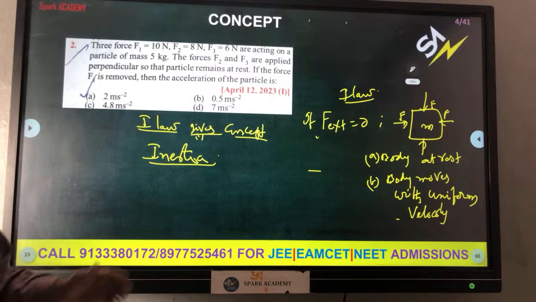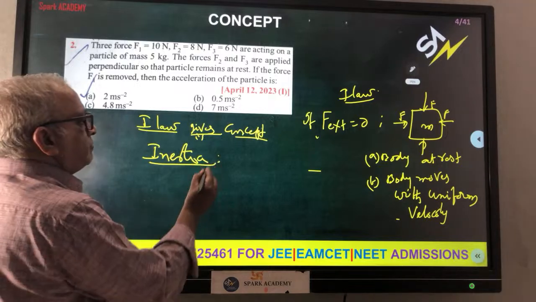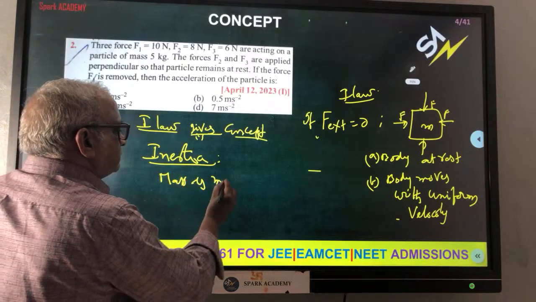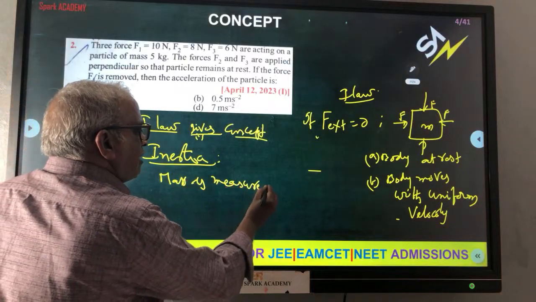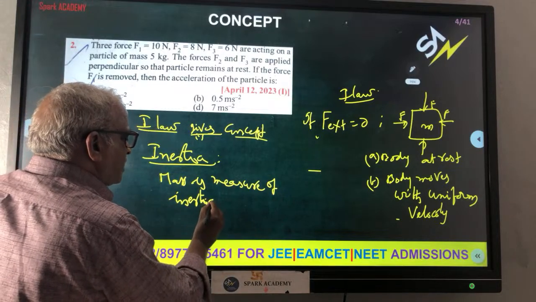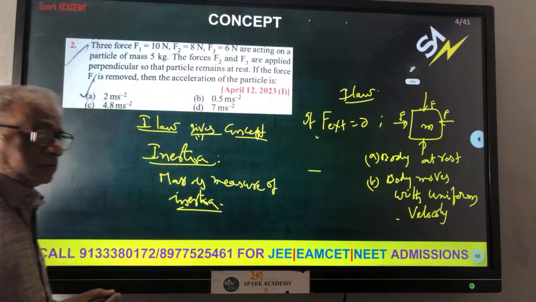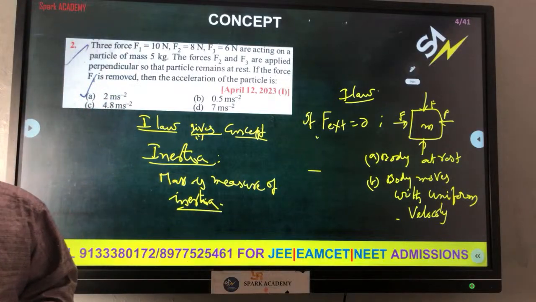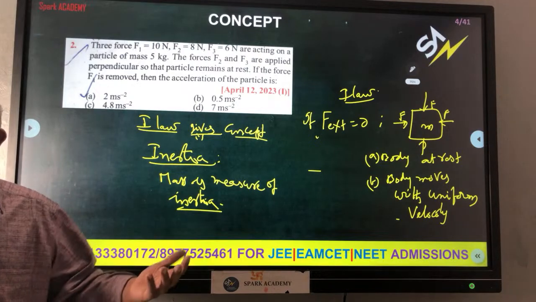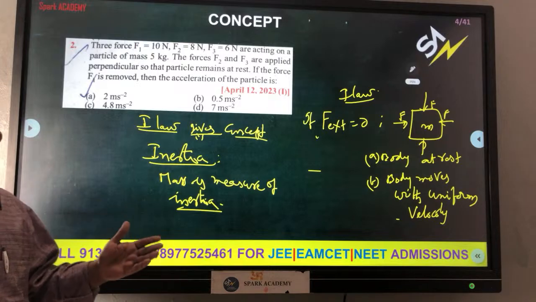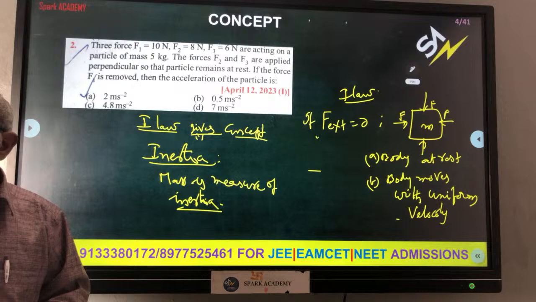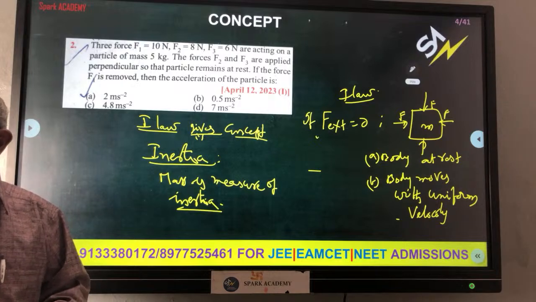Mass is the measure of inertia. In straight line motion, mass is the measure of inertia. Let us say a lorry and a car are there. The lorry has more mass, more inertia. The car has less mass, less inertia. There are examples you learned in earlier classes: inertia of rest, inertia of motion, inertia of direction.